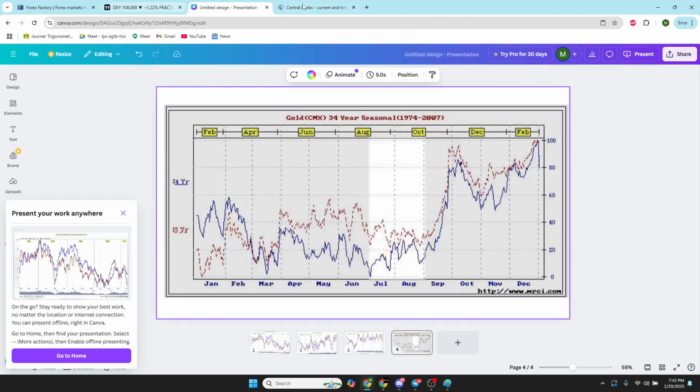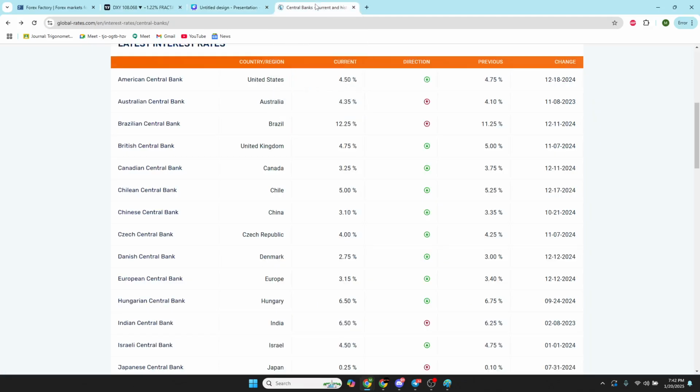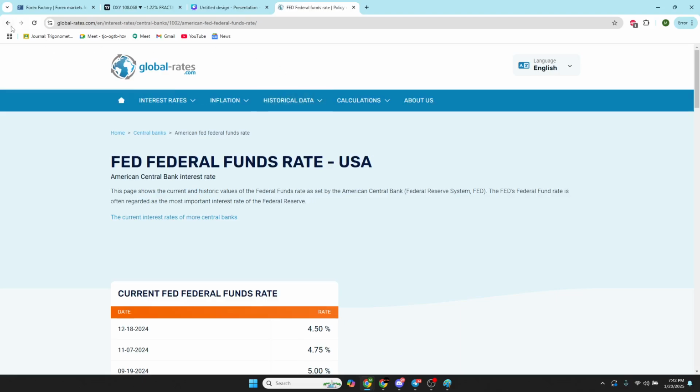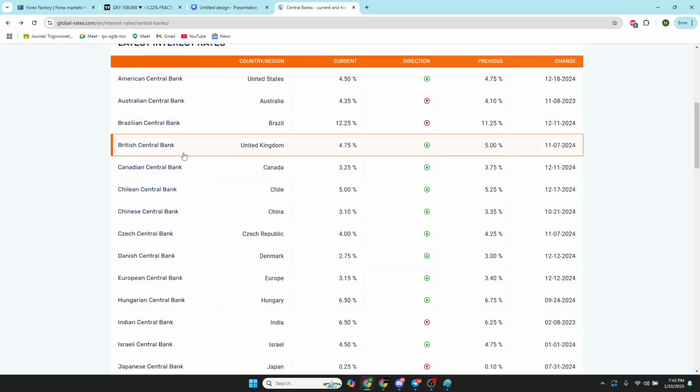Now getting into the central bank currency rates, or I should say interest rates. We have the United States at a 4.5% interest rate. And so you guys can write that down: United States at the 4.5%.